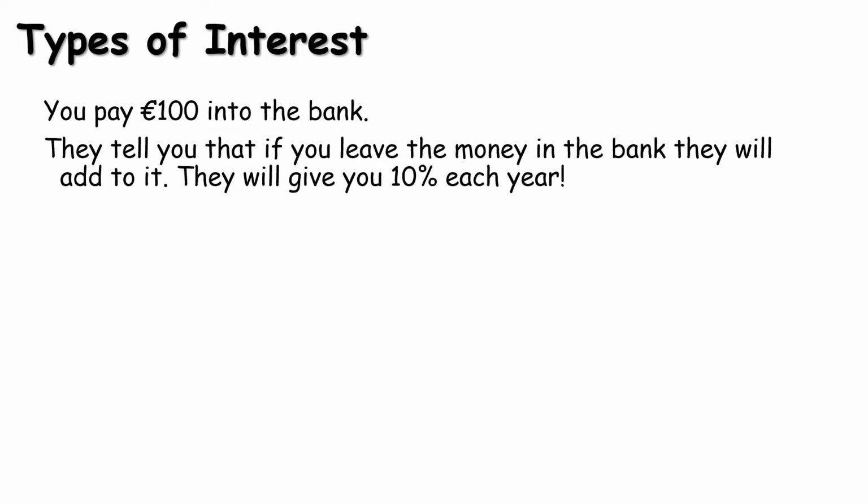Okay, so let's talk about types of interest. So imagine you pay 100 euro into your bank account, and they tell you to leave the money in the bank, and they will add to it. So they're going to give you 10% every year. Wow. And that's much higher if you were watching than what we will get now. But if you were, just to make the numbers nice, to get 10% each year, that's fantastic. But the question is, how do we apply it?